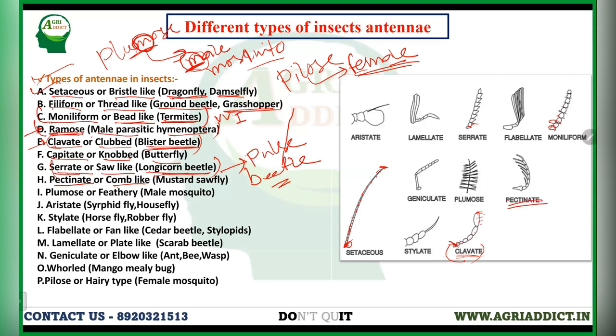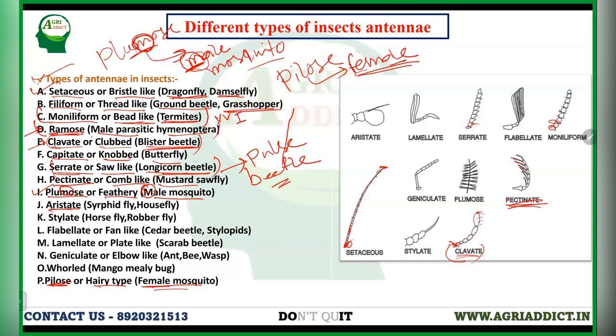Here, the pectinate, you can see, it is completely like a comb. And this antenna can be seen in mustard sawfly, that is Athalia lugens proxima. And the plumose, I just previously told you, the plumose or feathery antenna in male mosquito, and the pilose or hairy antenna in female mosquito. There is M in plumose, so it is in male mosquito. There is not any M in pilose, it is in female mosquito. Okay, this is just a trick to remember.